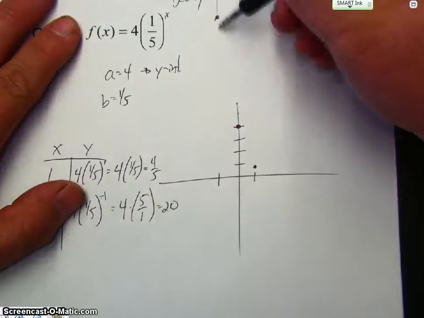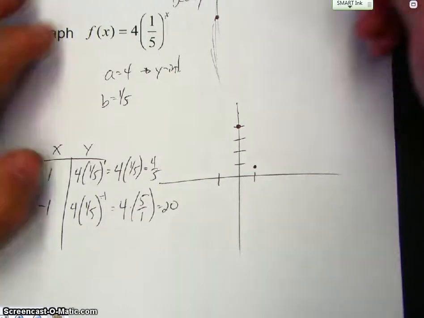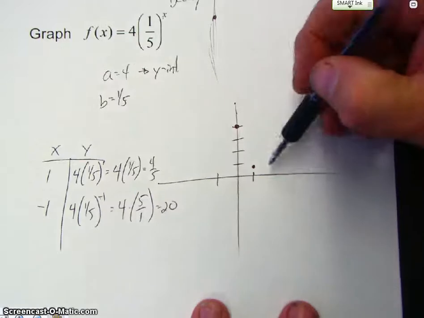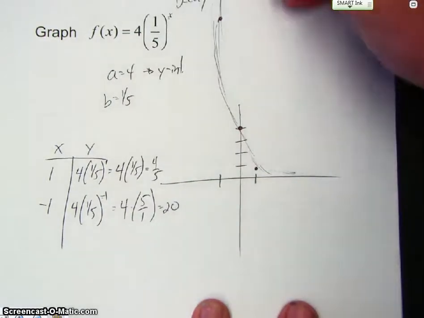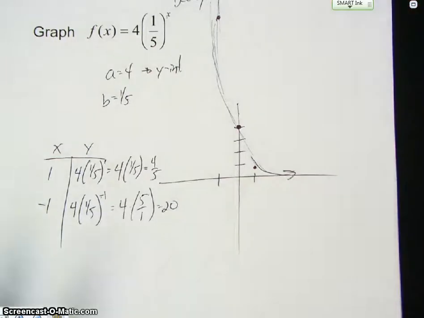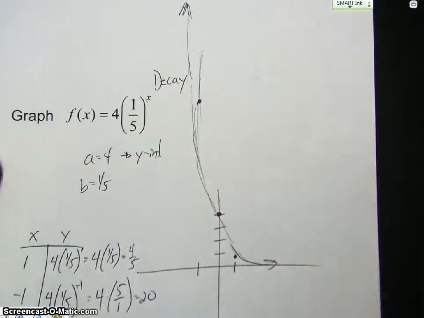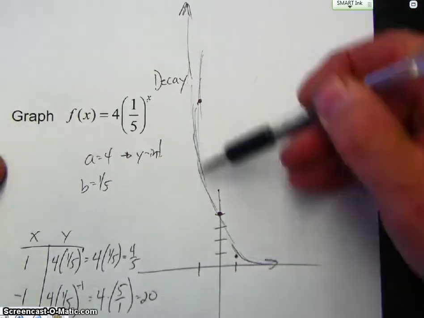So it comes down. My graph's not made to scale here. It's supposed to be something like that. Sorry for my bad drawing here. It's not drawn to scale, so it's a little off. All right. So there's my decay.